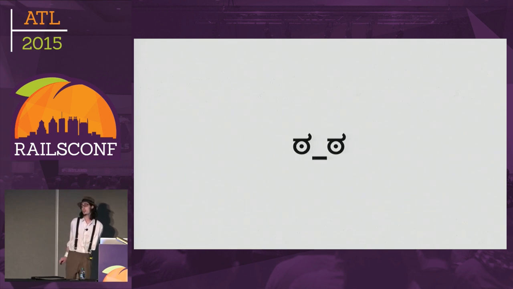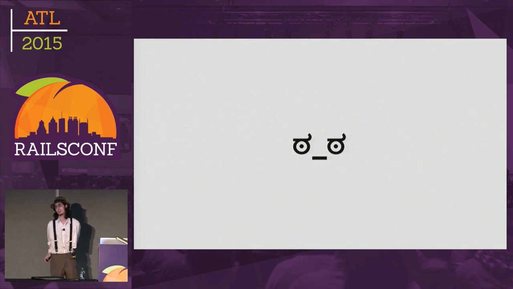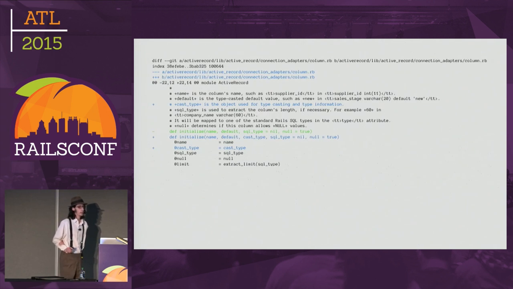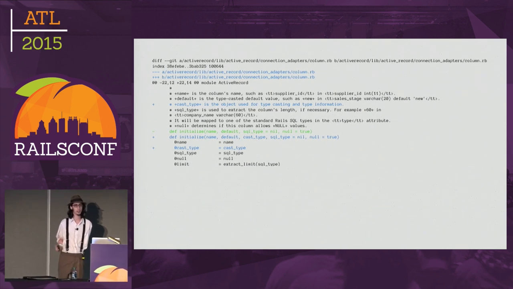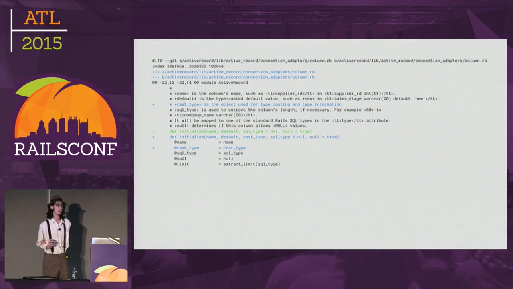So we know that we're going to introduce a type object, and we know that typecasting currently lives on the column. So first step, let's give the column a type object. So we add a constructor argument, we pass in nil everywhere, and we just run the tests. And that was the very first commit that went in going towards this. It's a tiny, tiny step, extracting out more and more from what we know, which is that we need a type object and where it's going to live.